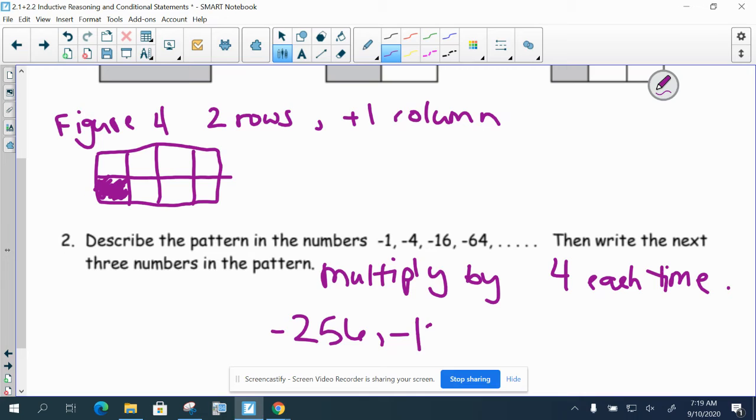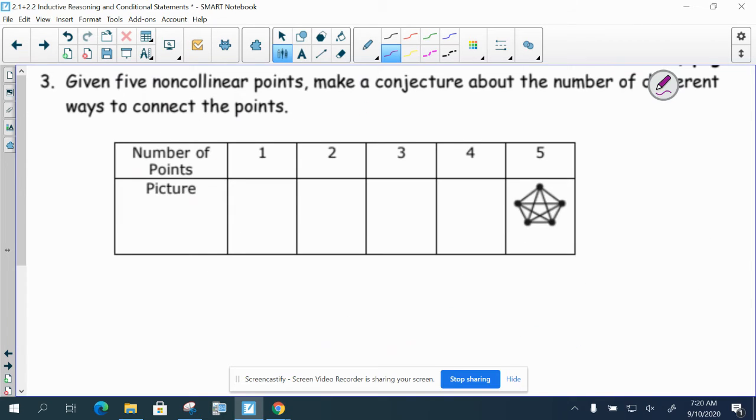Is -1024. I almost got tripped up. It almost looked like we were squaring, because 4 squared is 16, but 1 squared is not 4, so you're multiplying by 4, not squaring. Negative 4,096. Next example.